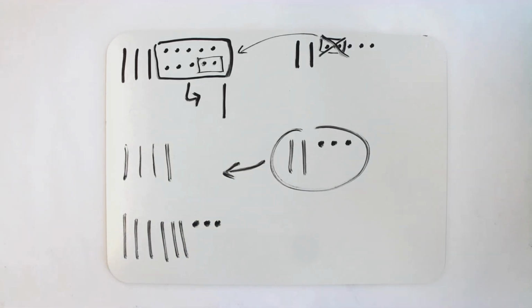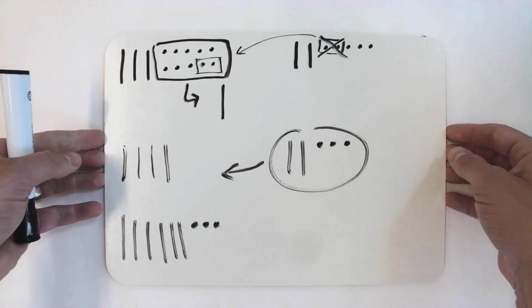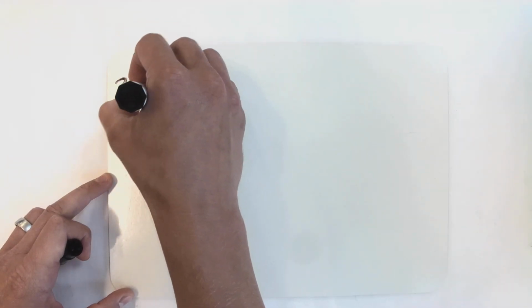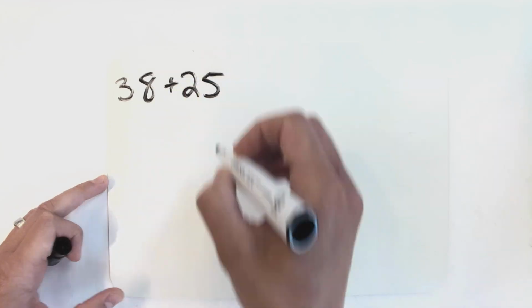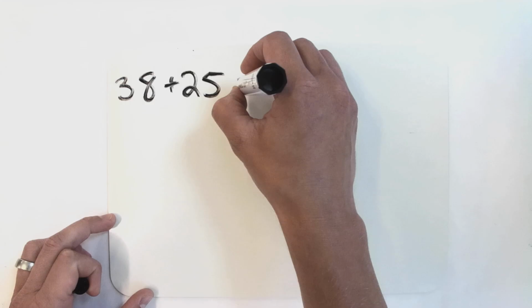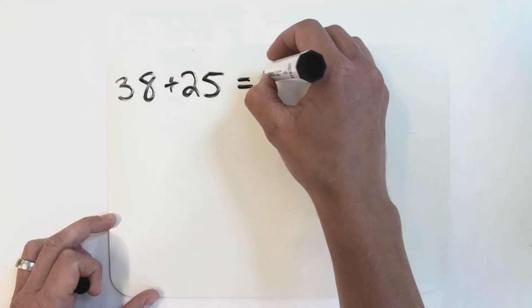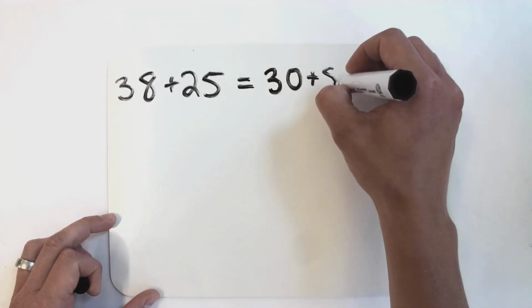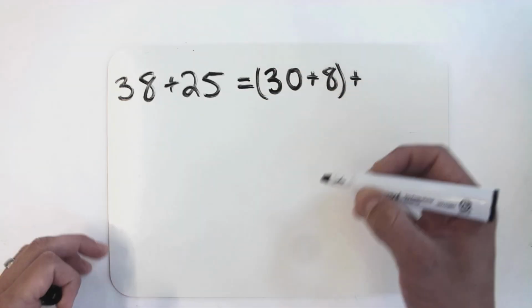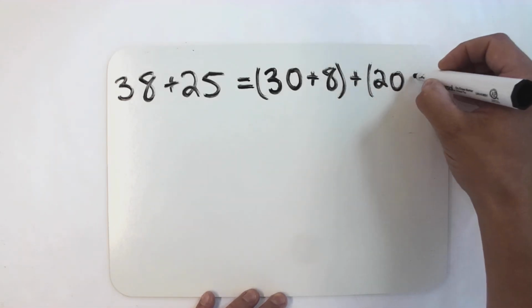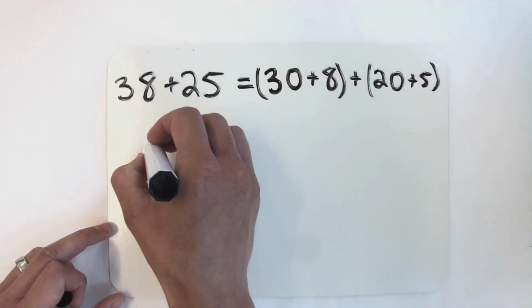And then for our abstract model, let's flip this over. So we had 38 plus 25. I'll break this one down and show the decompositions in this one. So what we turned this into was 30 plus 8. Right, because we were thinking about this in regard to the actual place values. 20 plus 5.